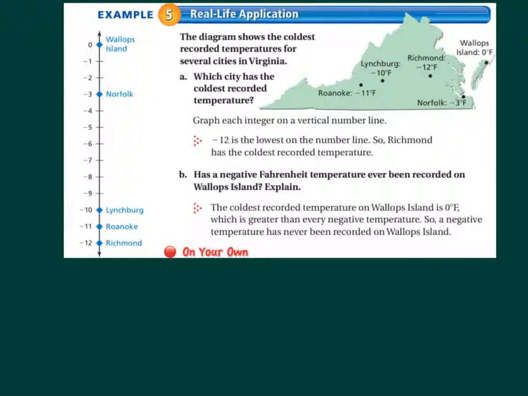And then for part B, it says, has a negative Fahrenheit temperature ever been recorded in Wallops Island? So if we look at Wallops Island, for that particular set of months for the temperatures, it says 0. So 0 is not negative, so the answer would be no. There has been no recorded temperatures that were negative in Wallops Island.